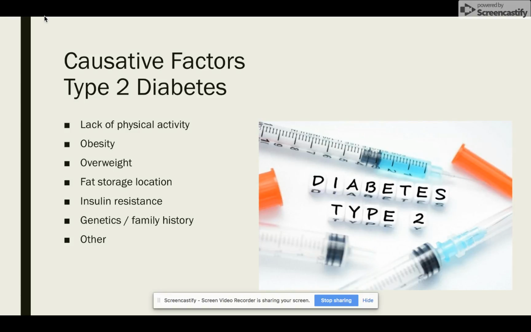In type 2, you see an association with genetic factors, family history, other instances such as genetic mutations, hormonal disease, damage or removal of the pancreas, and medicines being taken as well.